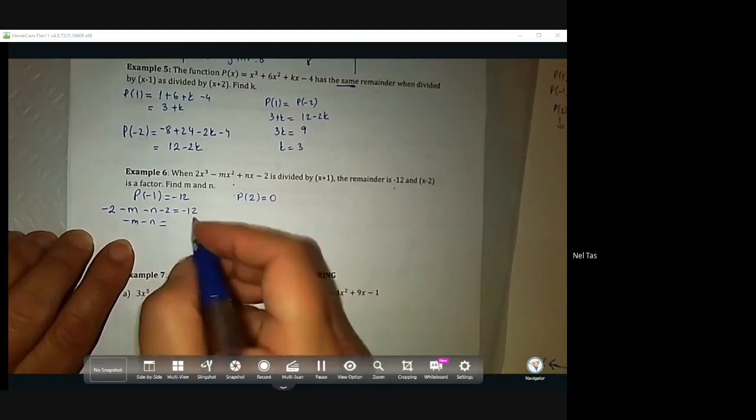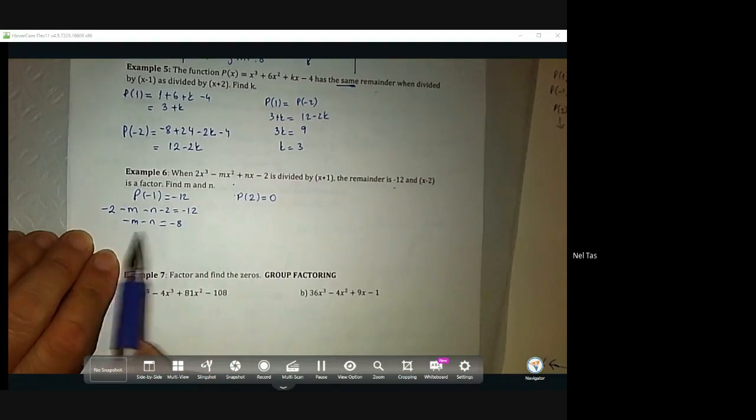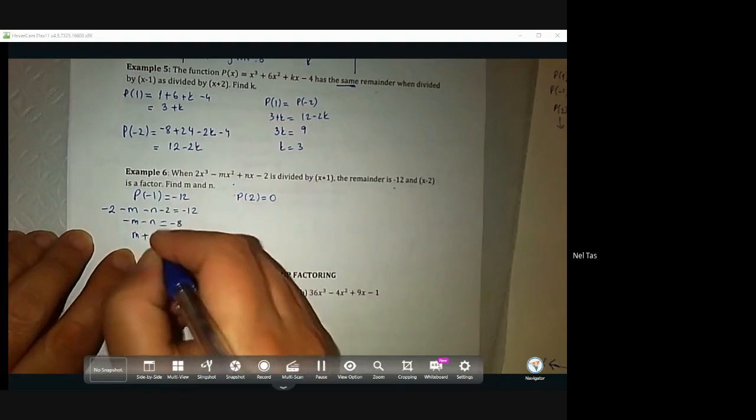Let's simplify. We have negative 4; move it to the other side, positive 4. Negative 12 plus 4 gives you negative 8. You see that all of them are negative, so if we want to get rid of that, we can multiply or divide every term by negative 1 to get m plus n equals 8. So we got one equation from here.